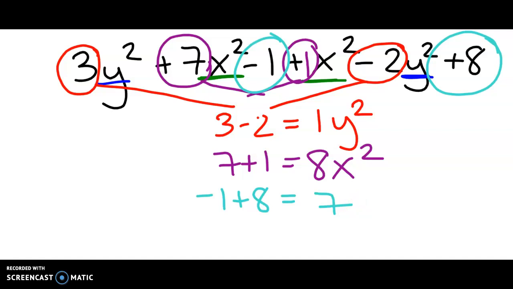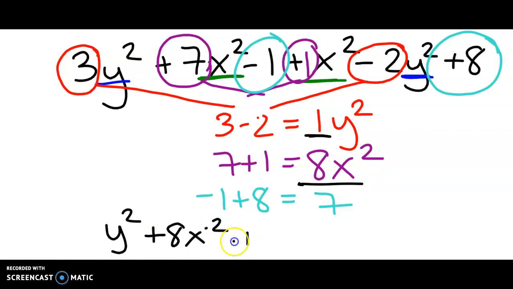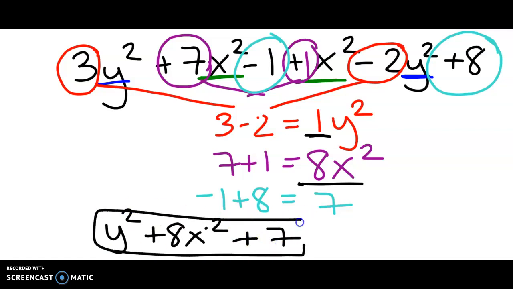And then the last part is just putting them all together. So we have y squared. I know we have a 1, but we don't have to put it. You can put it, it's not wrong, you just don't need to. This was a positive 8x squared, so plus 8x squared. And then we have a positive 7. So this is my simplified version.